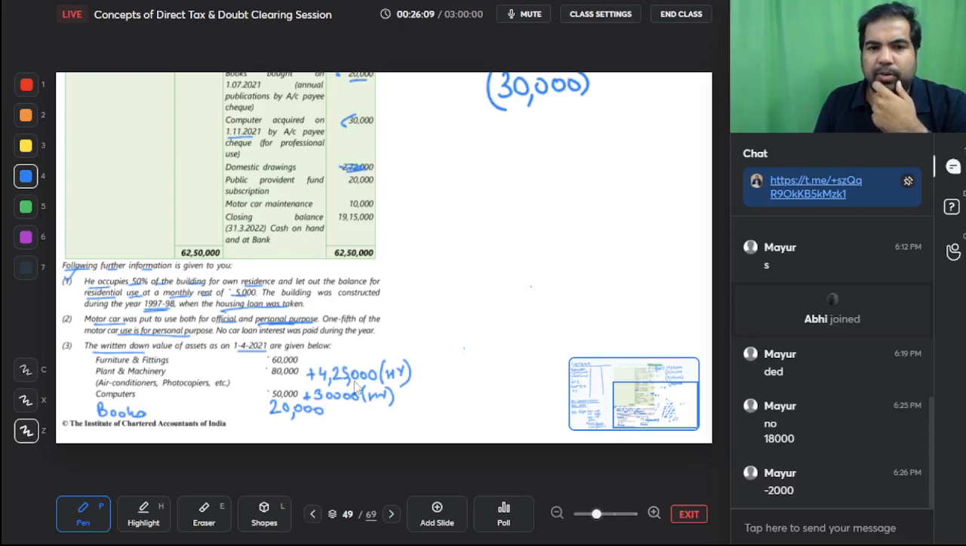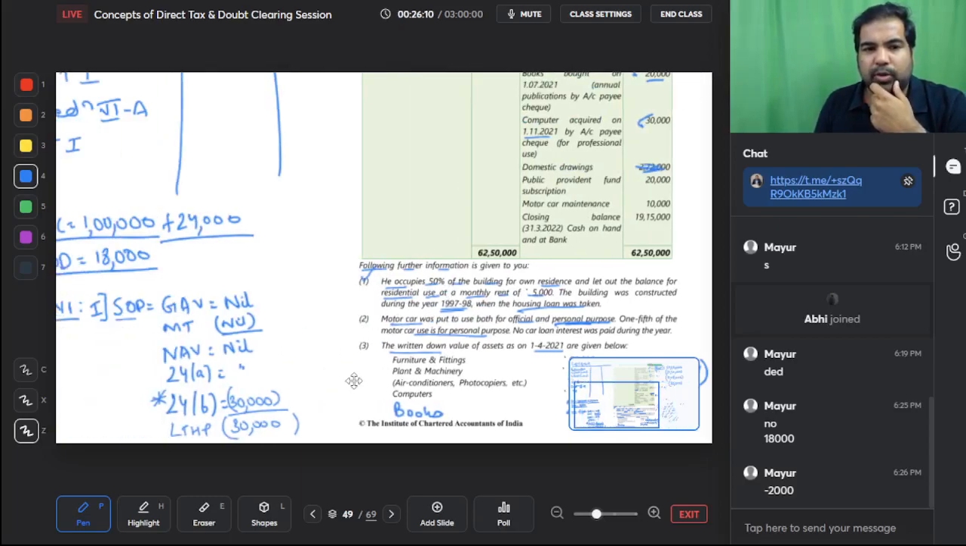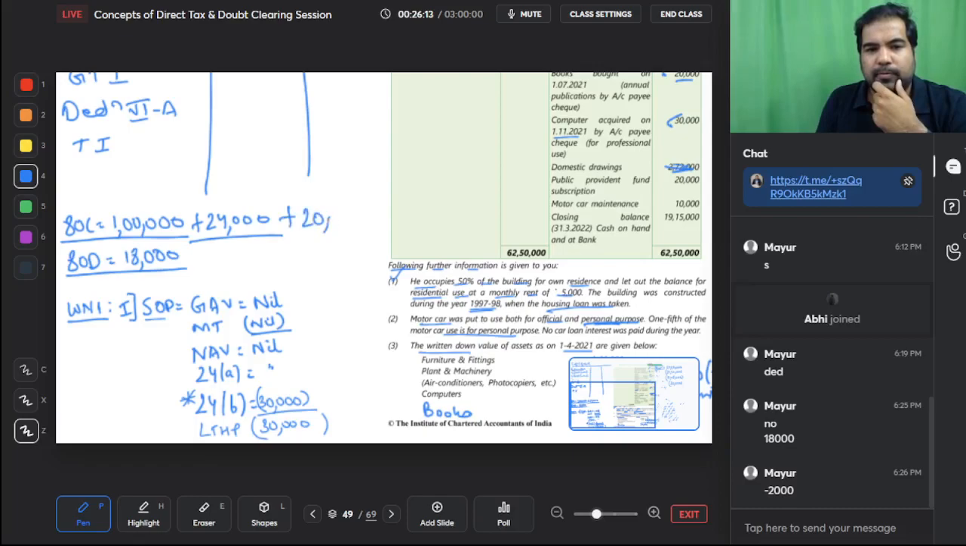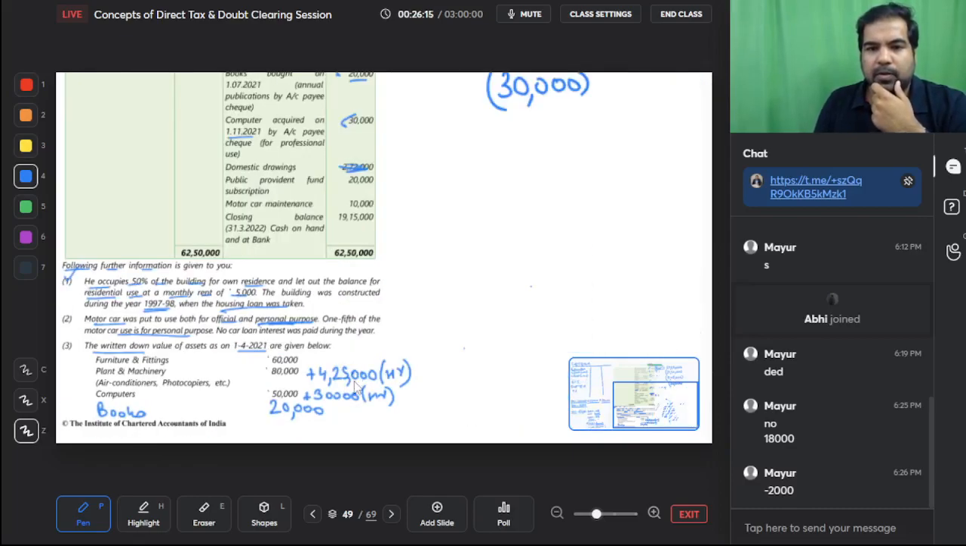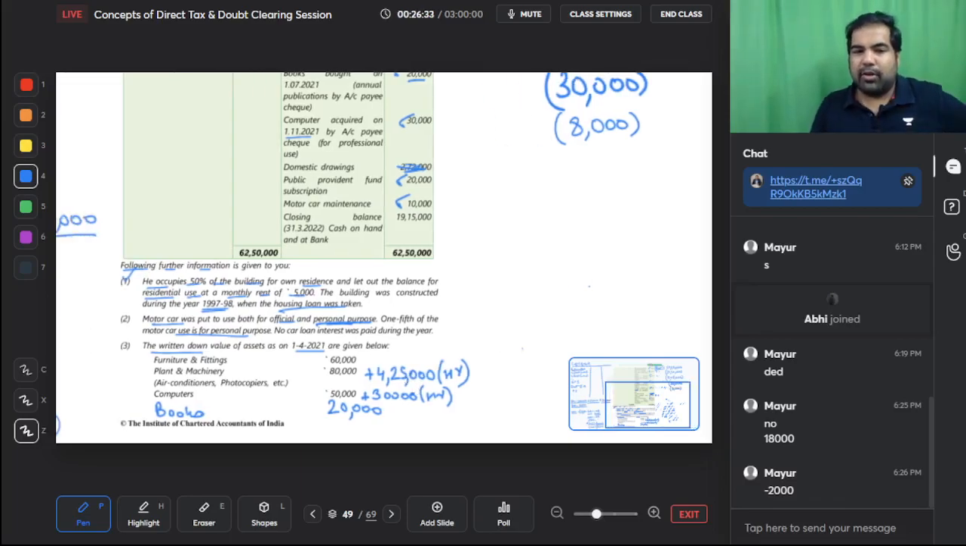Domestic drawings to be ignored. Provident fund 20,000, so I'm putting 20,000 here more. Motor car maintenance 10,000. Can I minus that right away? Yes, but divide by 5. Only 8,000 I want to minus. And closing balance doesn't matter. He occupies 50% of the building. This is done. Motor car 1/5. This is done. Only thing is now depreciation.